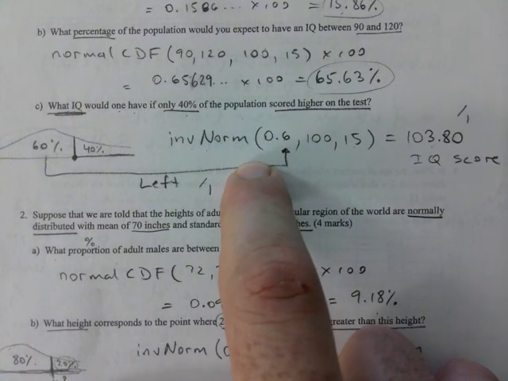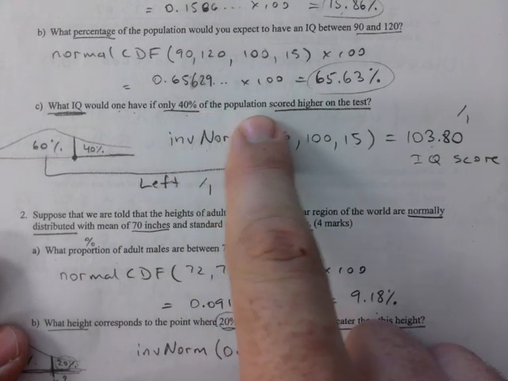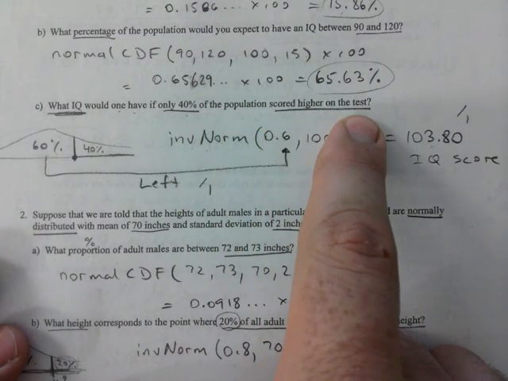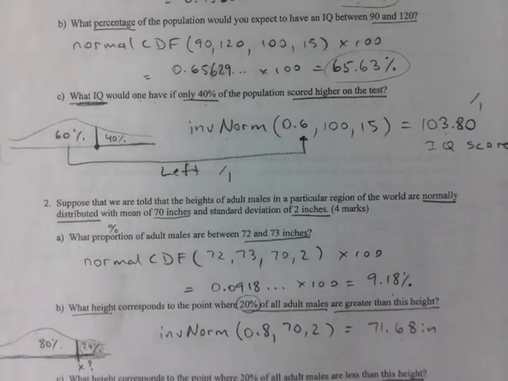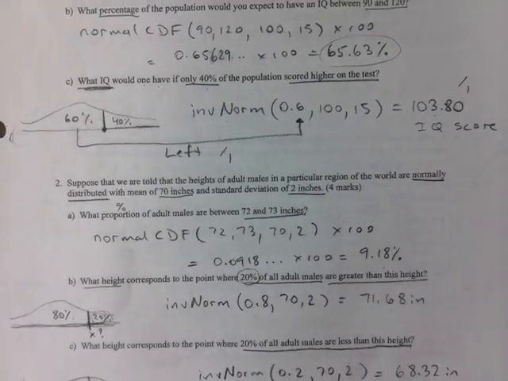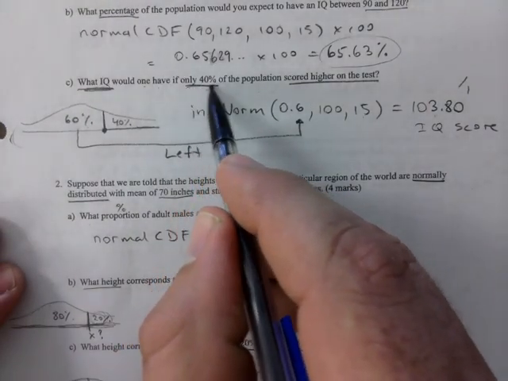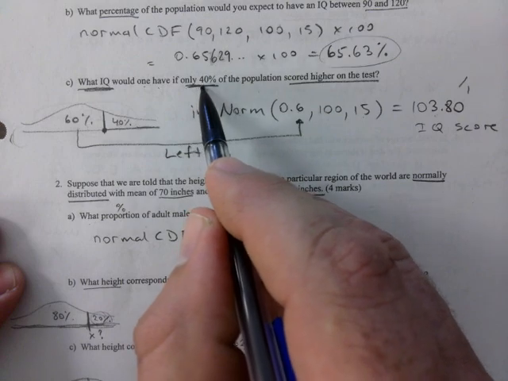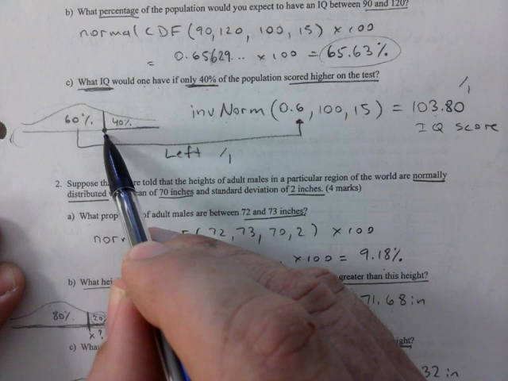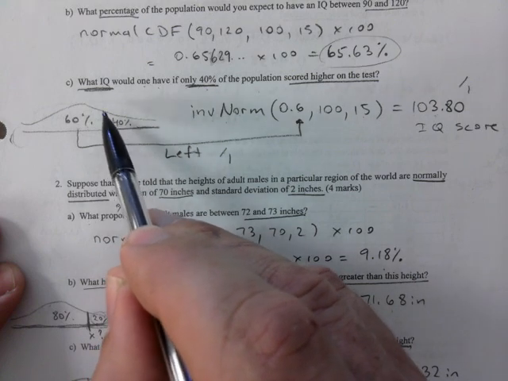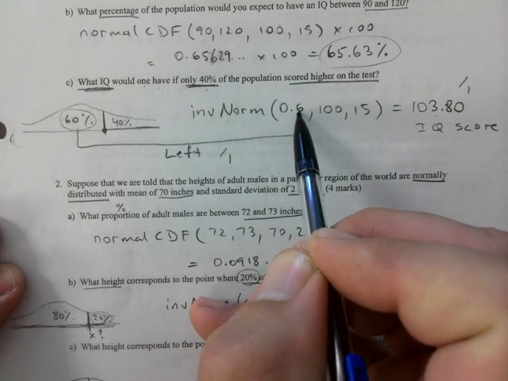What IQ would one have if only 40% of the population scored higher on the test? Okay, so here you have to watch out. Inverse norm. So I hope you understand that you have to use inverse norm here because you're given the percentage. 40% scored higher than you, or than this score that you're interested in. That means that we need to enter 60% into inverse norm.